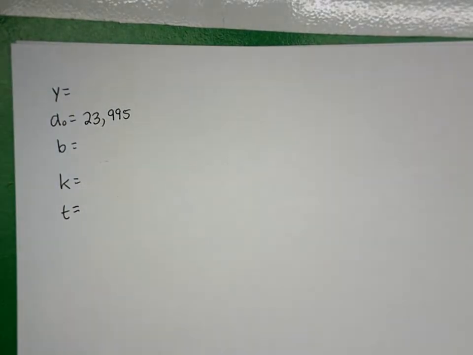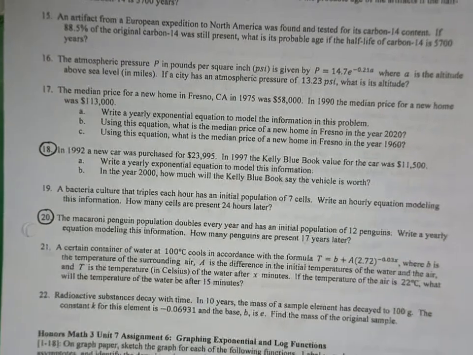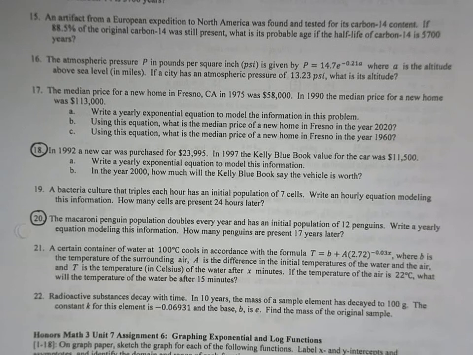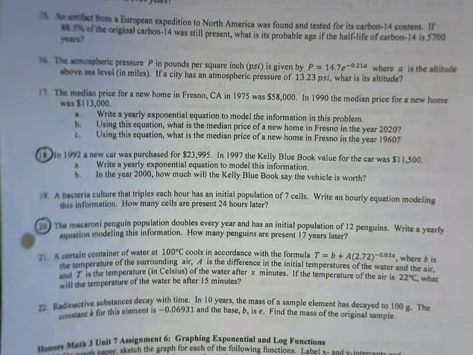B, some sort of comparison measurement, right? What did we start with? What did we end with? Now this one's not half-life, so I'm not starting with some value and ending with half of that. So it's not going to be 1/2. In this case, we're starting with 23,995. We're ending with 11,500.